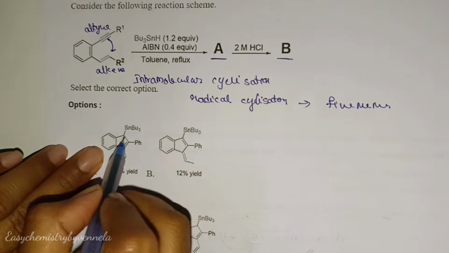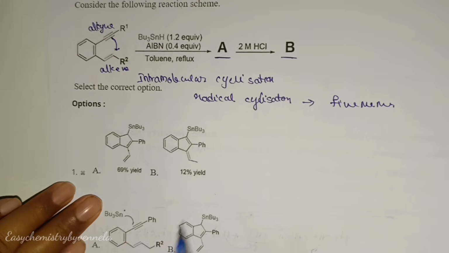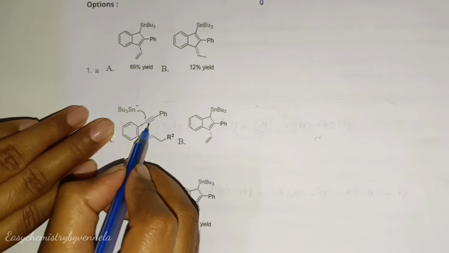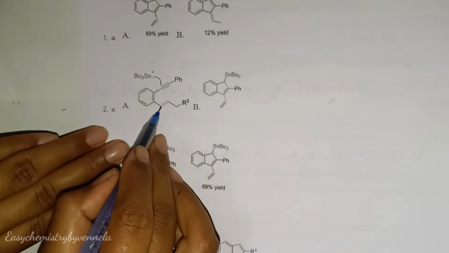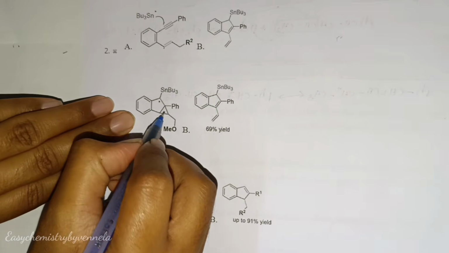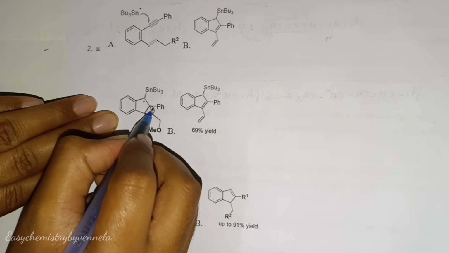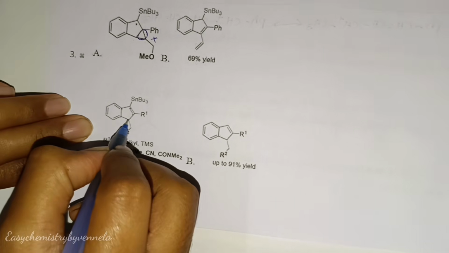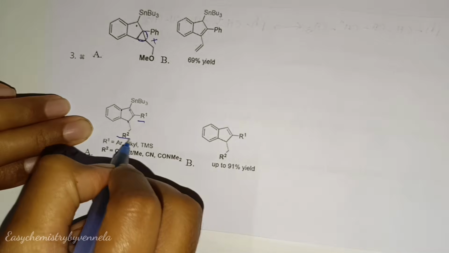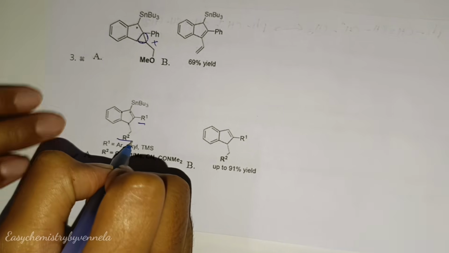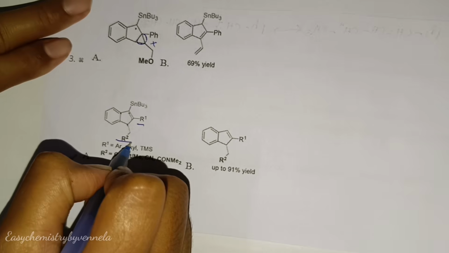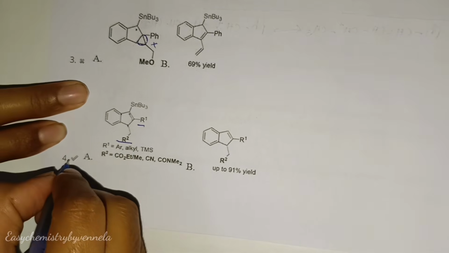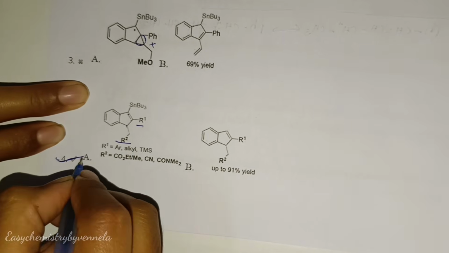Check the options. See this one, no, and this one there is no ring present, so this is also wrong option. And this one here another cyclization is also present, so this is incorrect. So finally check this one. See this one, 5-member ring indene is present, indene type structure R1 and R2. So you can easily eliminate the above 3 options. You can easily find out the fourth option is the correct one.